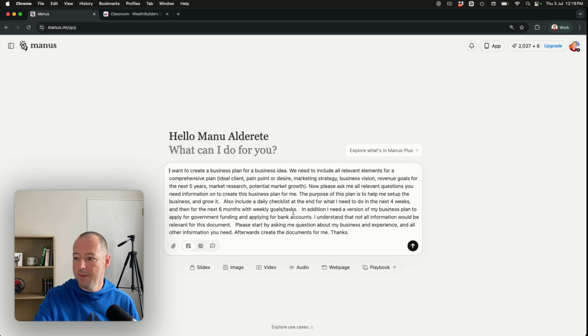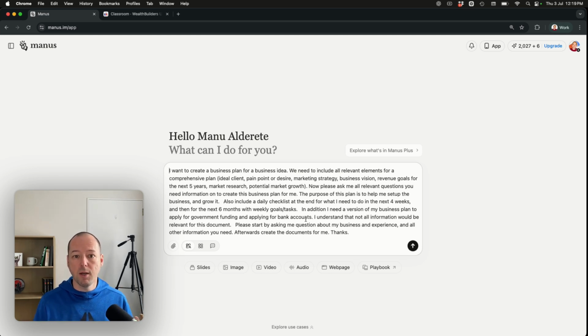In addition, I need a version of my business plan to apply for government funding and applying for bank accounts. So what I want Manus to do for me is to produce 2 documents at the end. One document is a business plan, very comprehensive, including all information that is important for me to set up my business from the start in the right way.